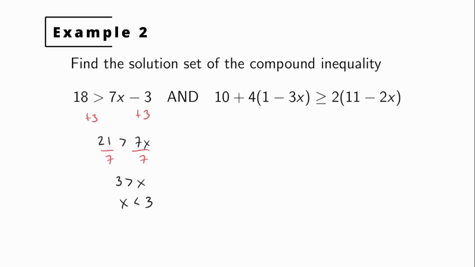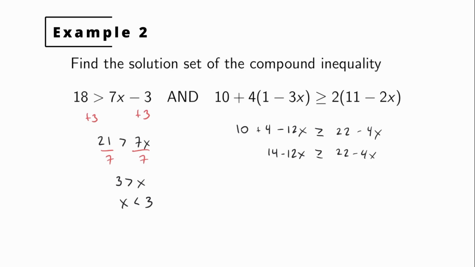And now I solve the other one. So first I have to just distribute this 4 here and this 2 here. So we get 10 plus 4 minus 12x is greater than or equal to 22 minus 4x. And so now we simplify both sides. So I get 14 minus 12x is greater than 22 minus 4x.